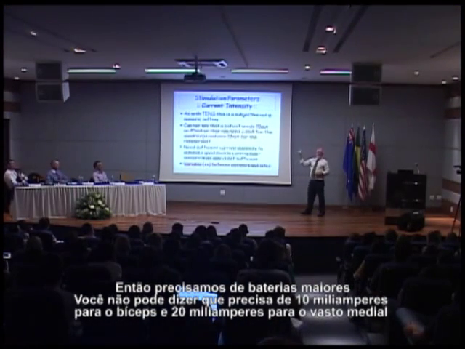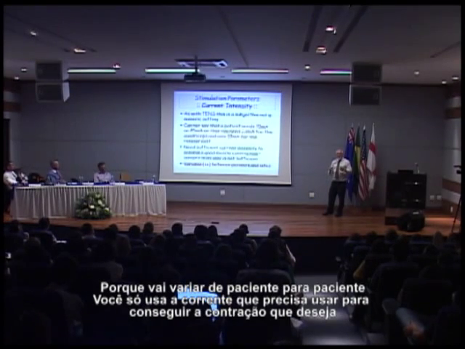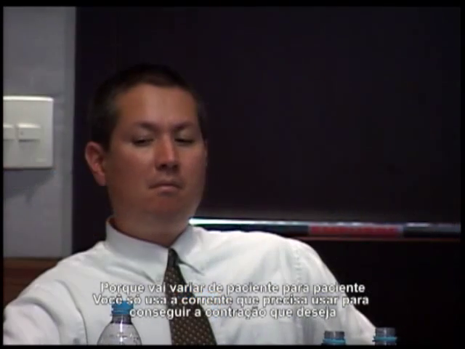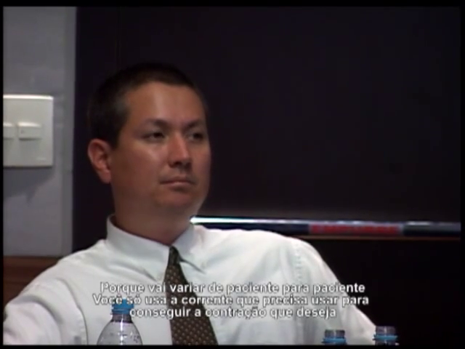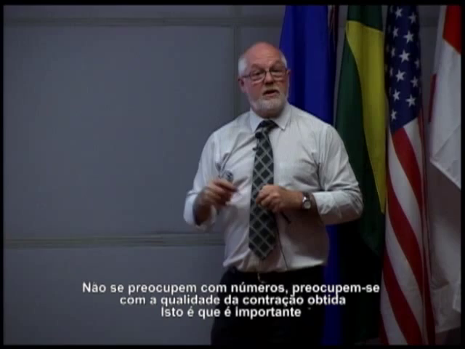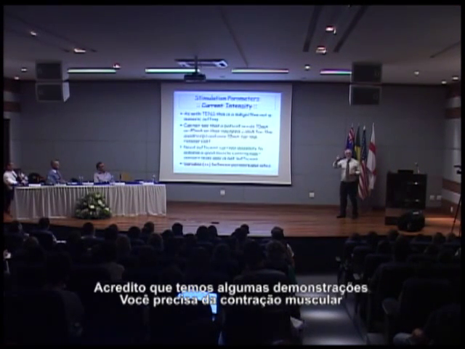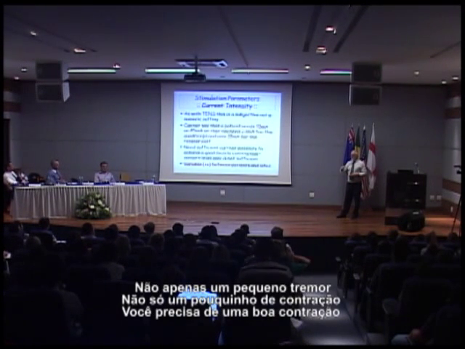You can't say you need 10 milliamps for the biceps and you need 20 milliamps for vastus medialis, because it will vary from patient to patient. You just use the current you need to use to get the contraction that you're looking for. Don't worry about the number, worry about the quality of the contraction you're getting. That's important, all right? You need a good muscle contraction, and Scott mentioned it earlier, and I think we've got some demonstrations coming after me. You need the muscle contraction not just to be a bit of tingling, not just a little bit of twitching.